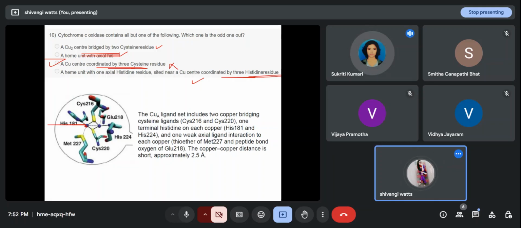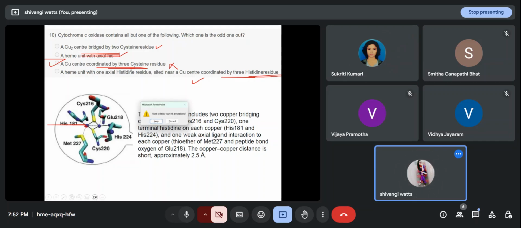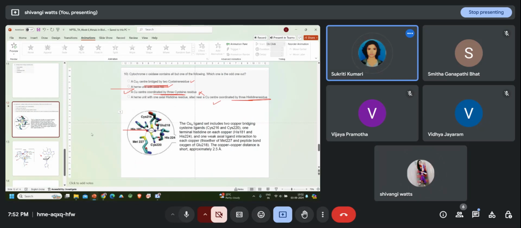Ma'am, can you explain the cytochrome P450 mechanism, the peroxide shunt? Yeah. One minute. Okay.